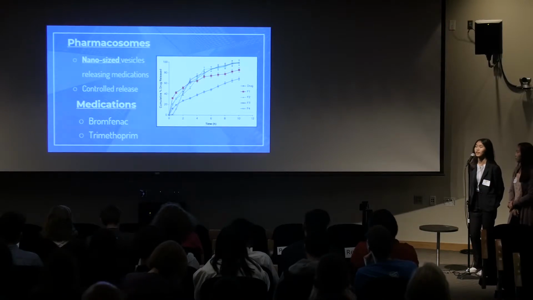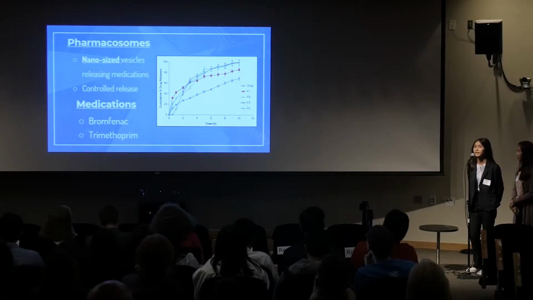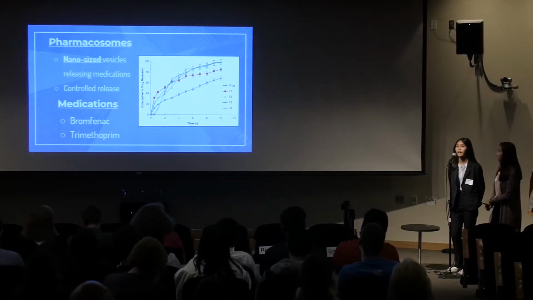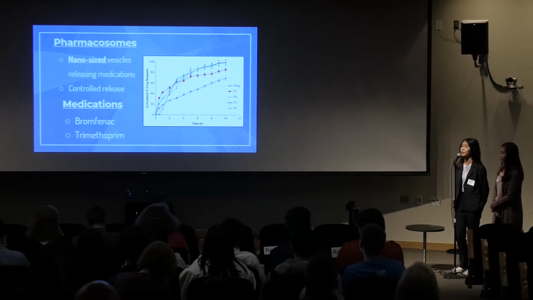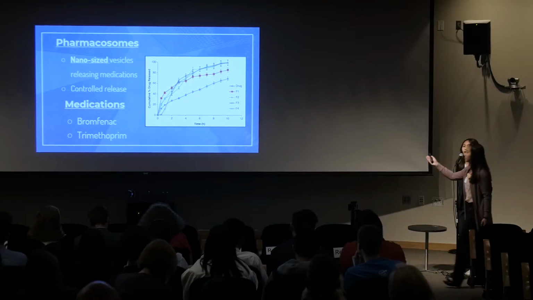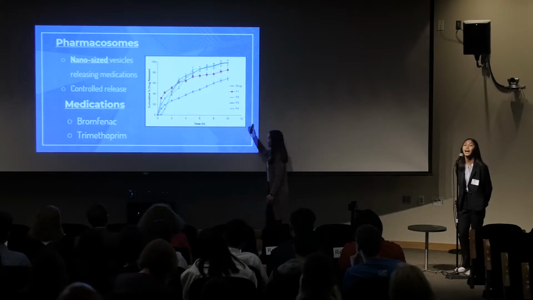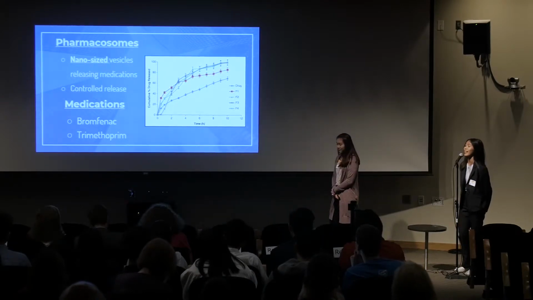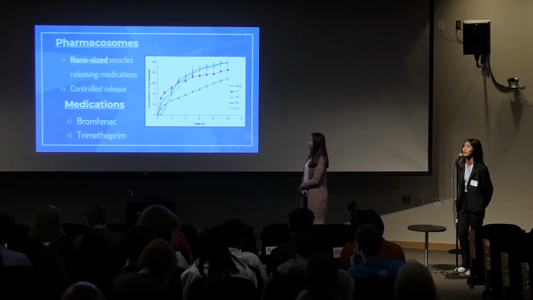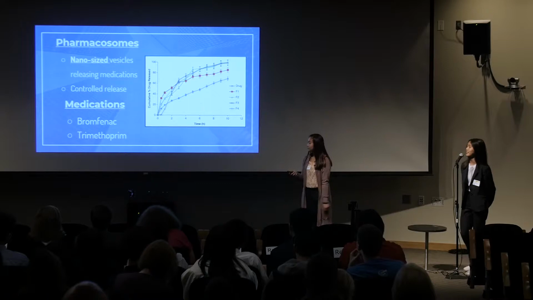In the contacts, there are Pharmaco Zones, which are nano-sized vesicles, and with them, we are able to release the medication in a controlled manner, the medications being bromfenac, an anti-inflammatory, and trimethoprim, an antibacterial. In this graph, as you can see, the blue line represents the release of the medication in the contact without Pharmaco Zones. As you can see, it is a sad 60%. However, the three upper lines show the release with the Pharmaco Zones, and as you can see, it is 80% and higher.